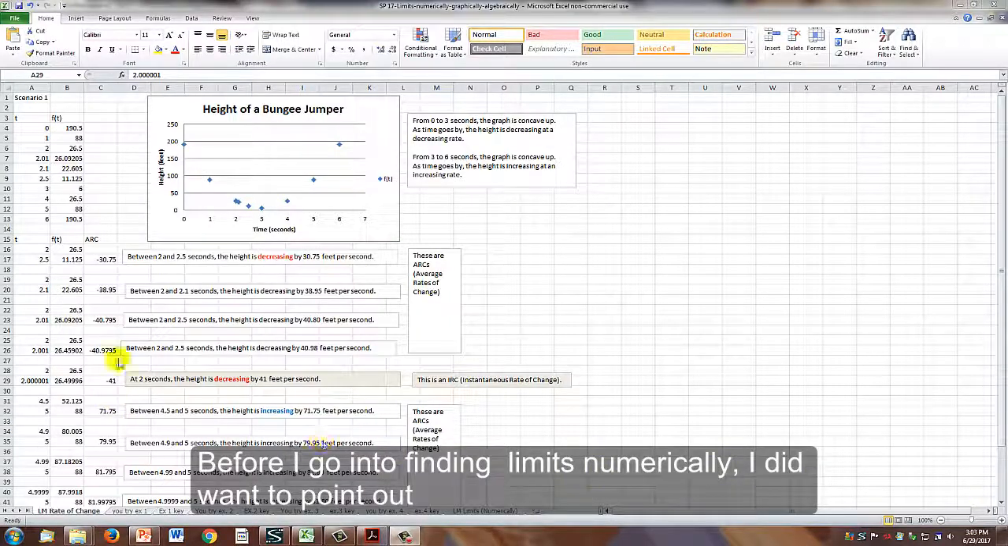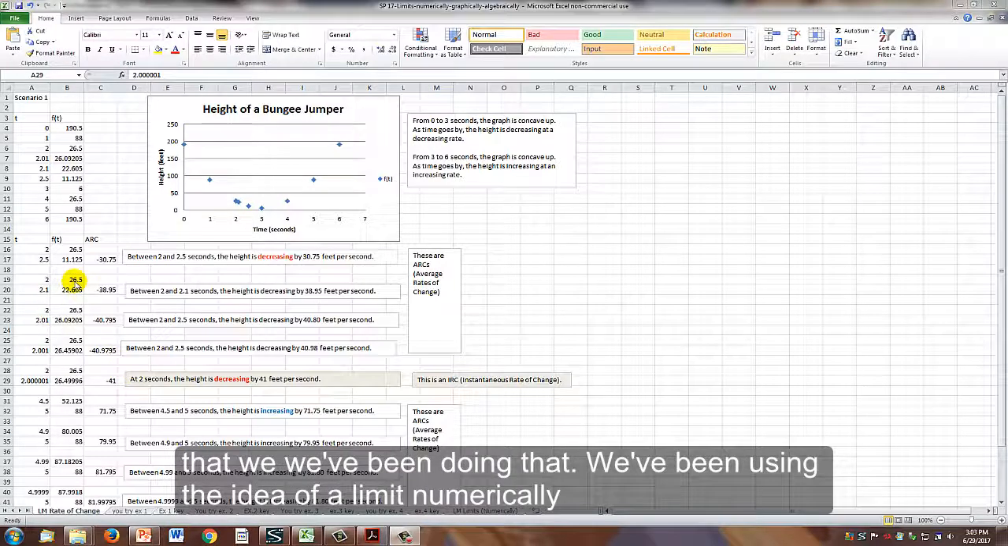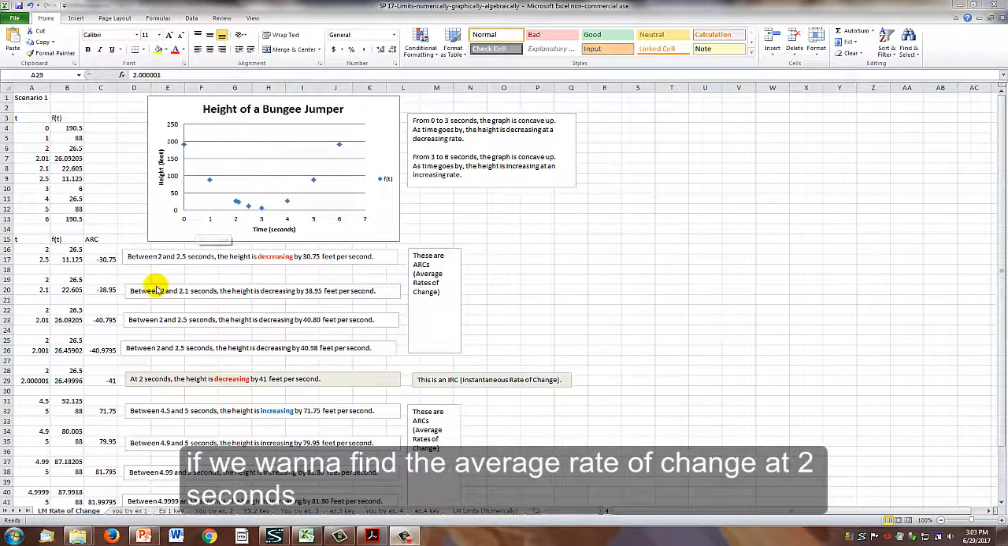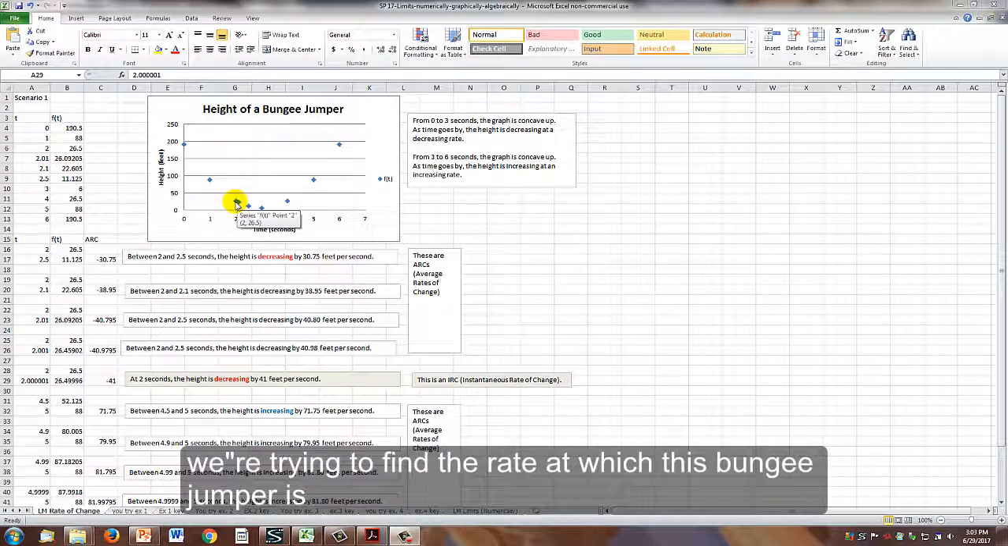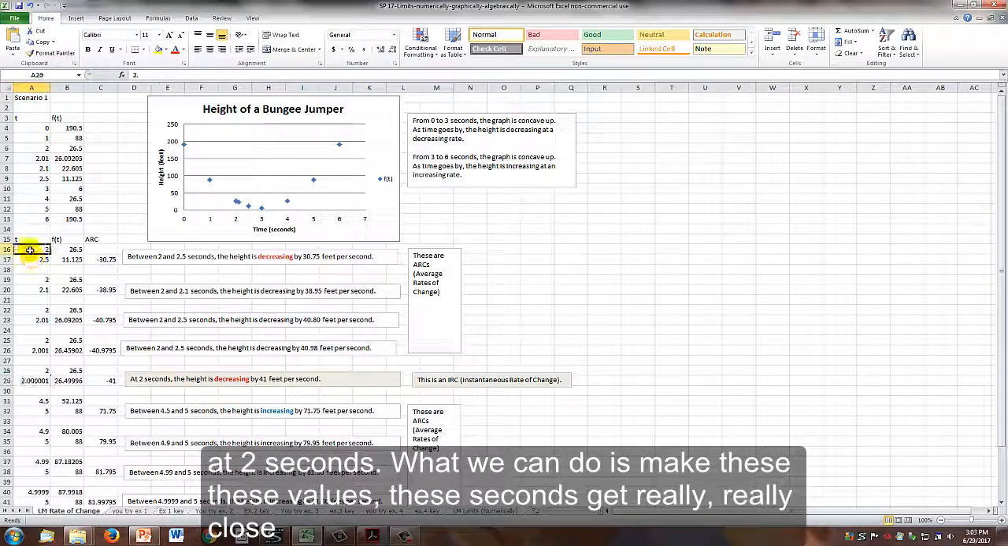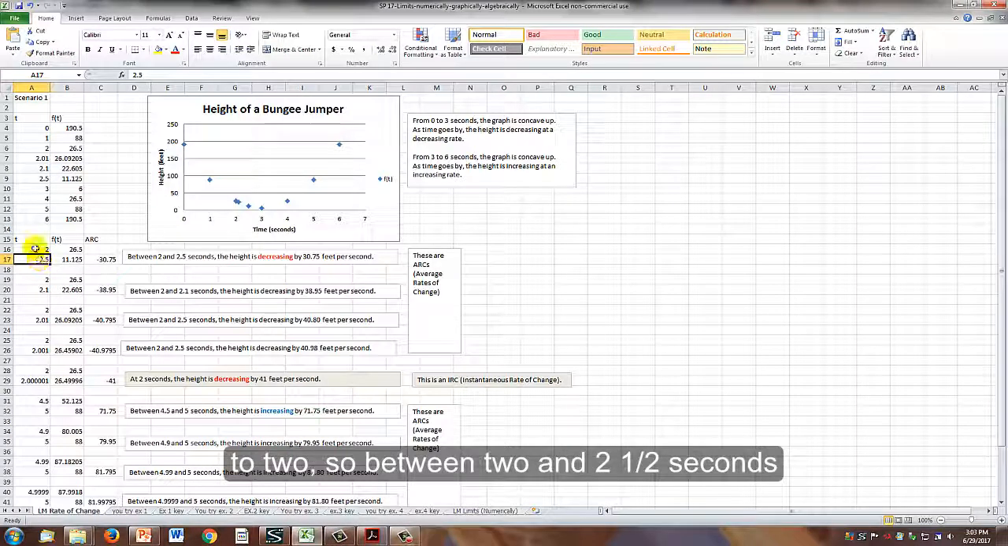Before I go into finding limits numerically, I did want to point out that we've been doing that. We've been using the idea of limit numerically. For this example on page 29, the rate of change, if we want to find the average rate of change at 2 seconds, we're trying to find the rate at which this bungee jumper is falling at 2 seconds. What we can do is make these values, these seconds, get really close to 2.